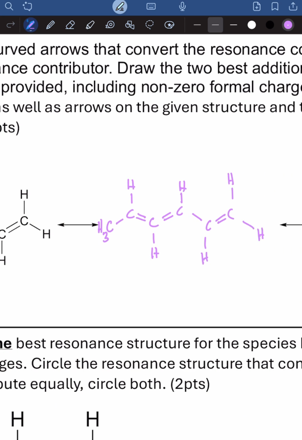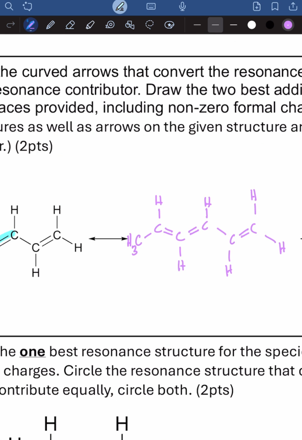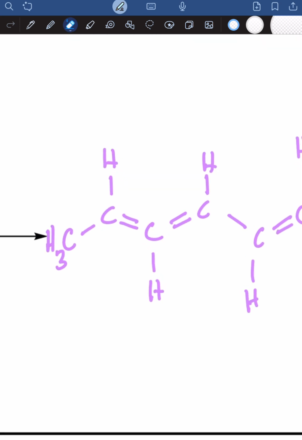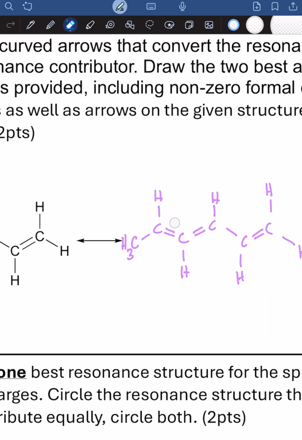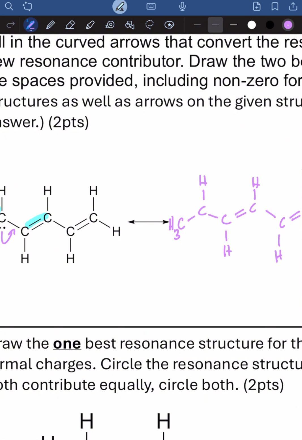All right, and now let's check ourselves. This, in this case, would not be a good resonance structure for two main reasons. First of all, we lose the negative charge, which needs to be constant throughout all resonance structures, and the even bigger red flag is that this carbon right here, the third carbon from the left, has 5 bonds. So that is a big no-no. Let's get rid of that.